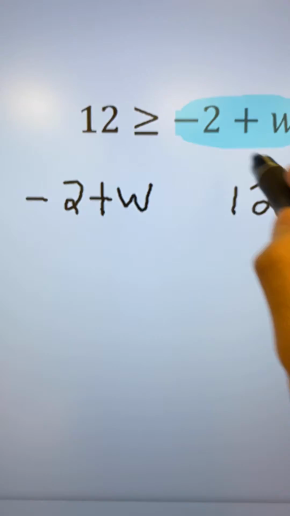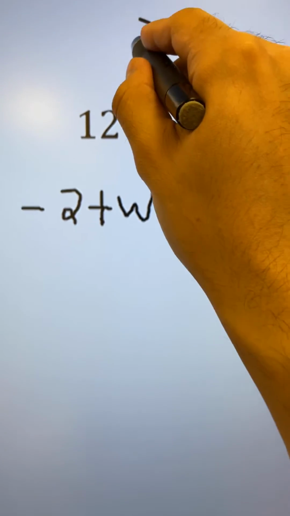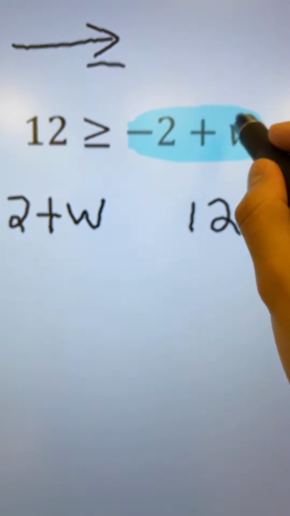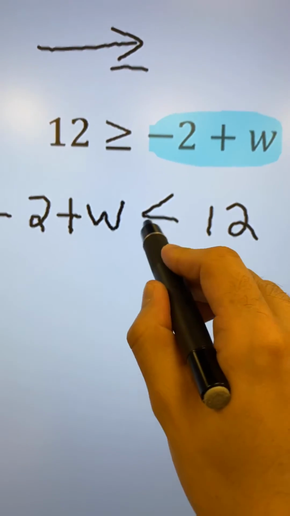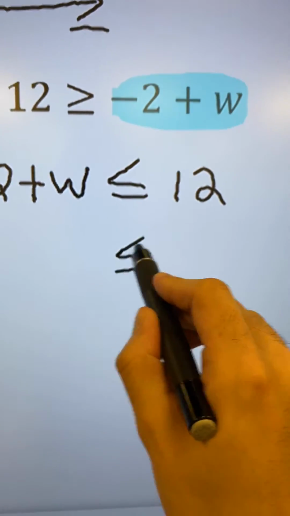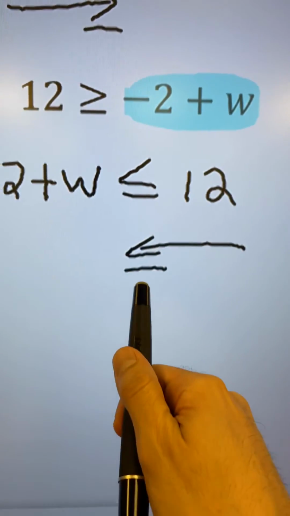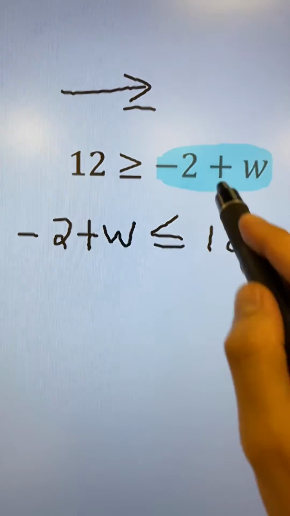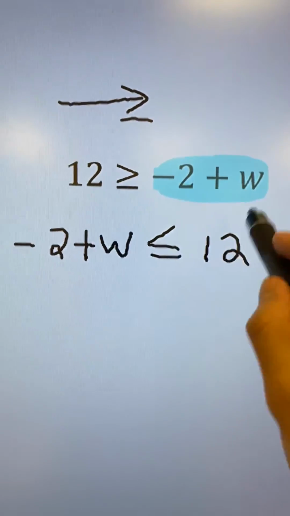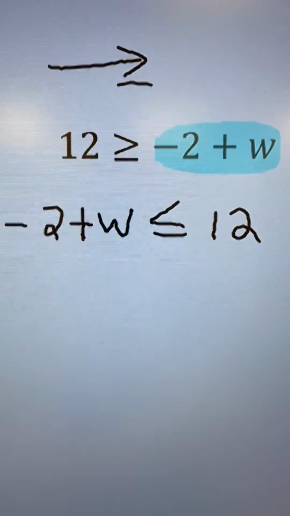And now I move the 12 here, and notice this greater than or equal to sign is pointing towards this -2 plus w. So I'm going to make sure it's still pointing towards that same one. So you can see here, right? This is pointing towards the -2 plus w. So make sure basically everything switches around, but if you have multiple terms on one side, it stays in the exact same order. And now we can begin solving it.